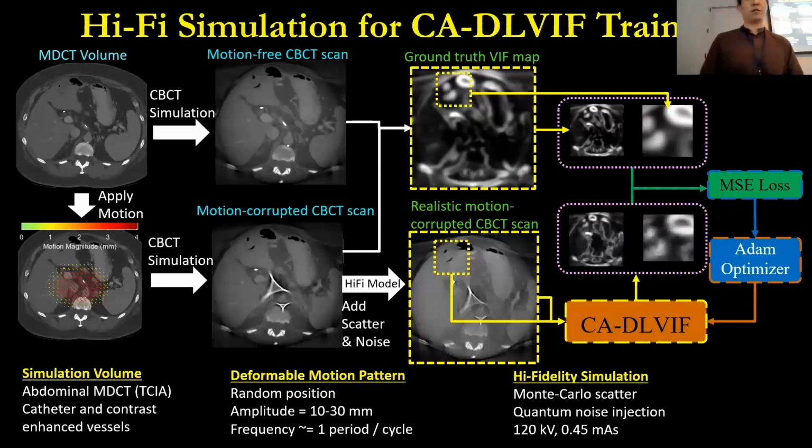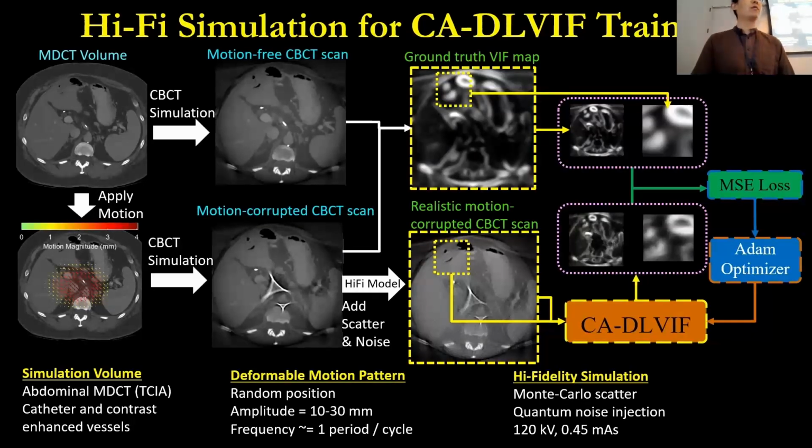To train this network, we start with the multi-detector CT volume, with artificially created calcifications and contrast enhanced vessels. We pass the MDCT volumes through our cone beam CT simulation pipeline with and without motion to generate a motion-free scan and a motion-corrupted scan. This pair will be used to generate a ground truth VNF map.